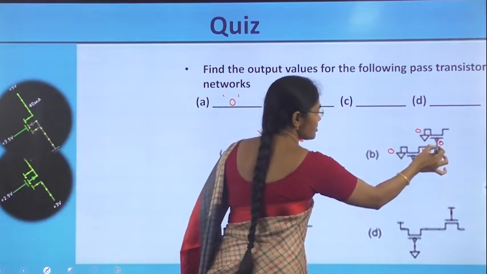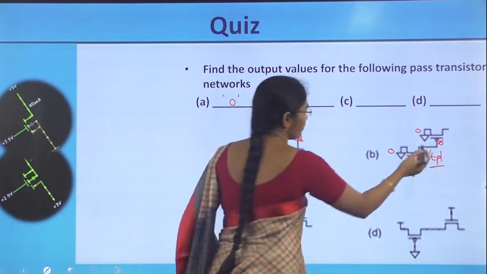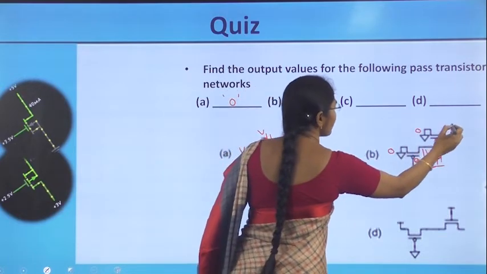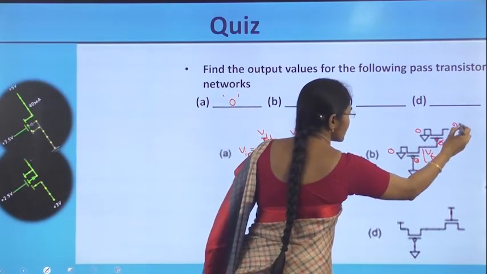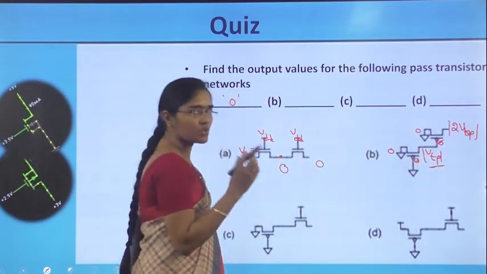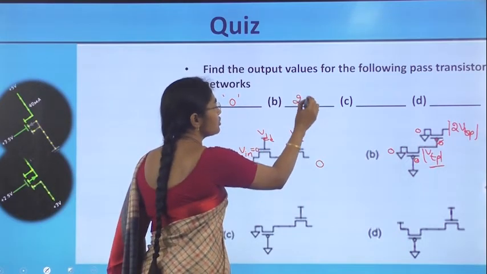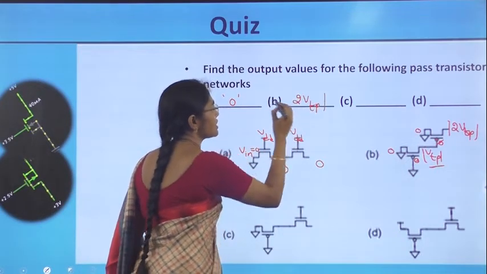But now this gate is not connected to 0. This is connected to the VTP value. Therefore, still one more VTP is going to be reduced. So the output is equal to 2 VTP here. That means 2 times VTP is dropped from the 0 value. So the output is 2 VTP for the second case.